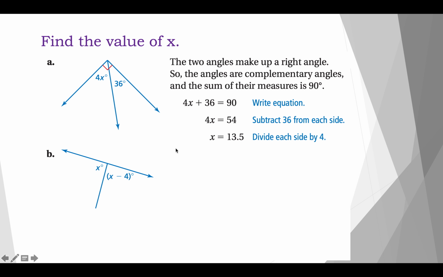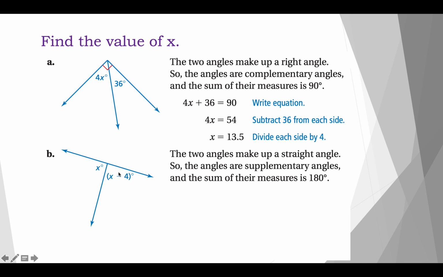Let's see one more question. Here what do you notice? These two angle forms straight line, which means these two are supplementary angles. So again write the equation which is x plus x minus 4 equal 180.